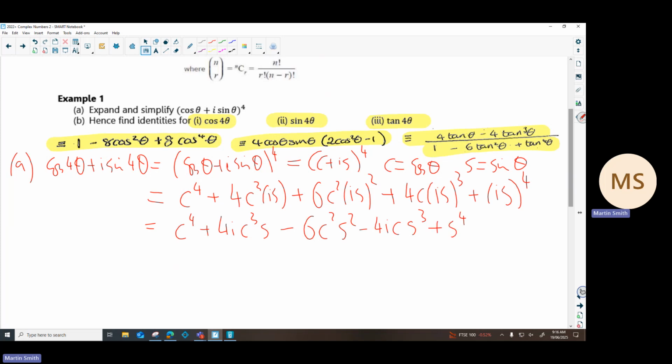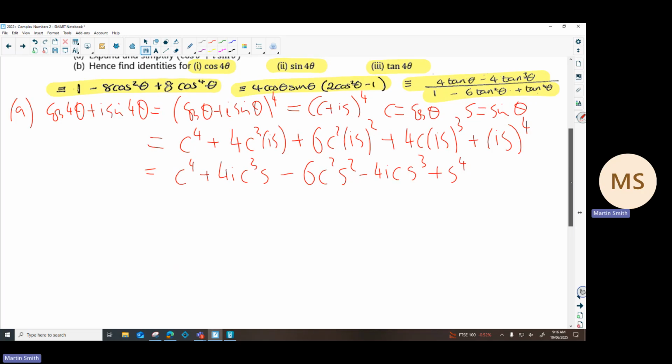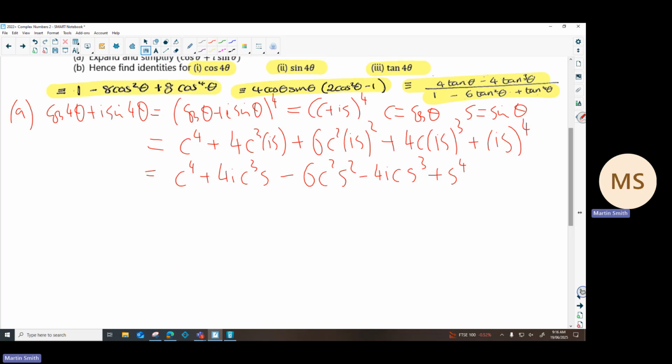So that's really what I've done in part A. I've expanded and simplified this. What I'm now going to do in part B is to use this to prove these three identities. This is how I can do this. If I compare, I've got that equals all of that. I can write down an equation for cos theta and an equation for sine theta by comparing the real and imaginary parts. Maybe I'll go in blue.